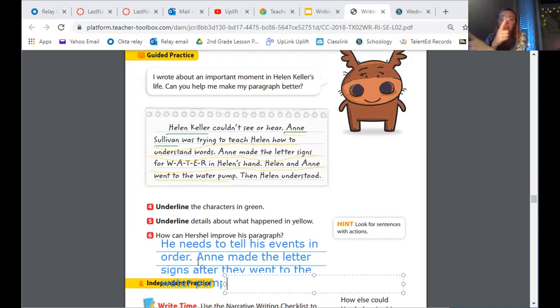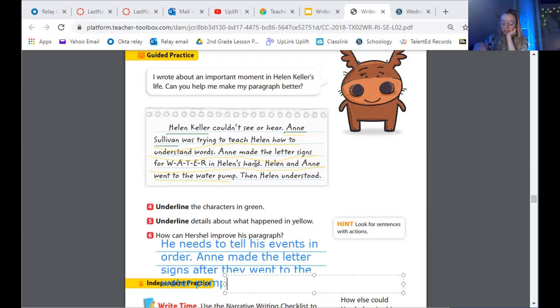Right, he could just switch those two sentences. So he could say Helen and Anne went to the water pump first, and then Anne made the letter signs for W-A-T-E-R in Helen's hand. So he just needs to switch those sentences so they're in the right order.